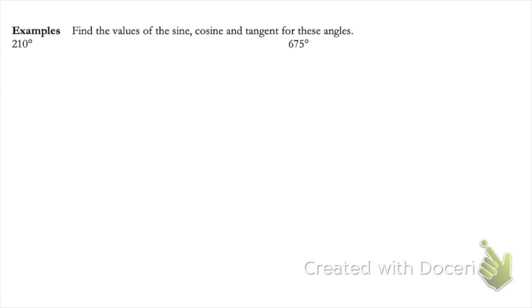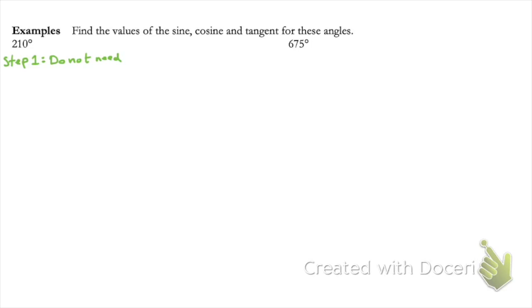Alright, so examples for 210 and 675. On your notes, you should see the steps still listed above. Obviously, I cannot see those on my part. I'm on a PowerPoint. So we need to find the exact values of sine, cosine, and tangent for 210, example 1. Step 1 says find a coterminal angle if needed. Well, 210 is between 0 and 360, so I do not need to do step 1.